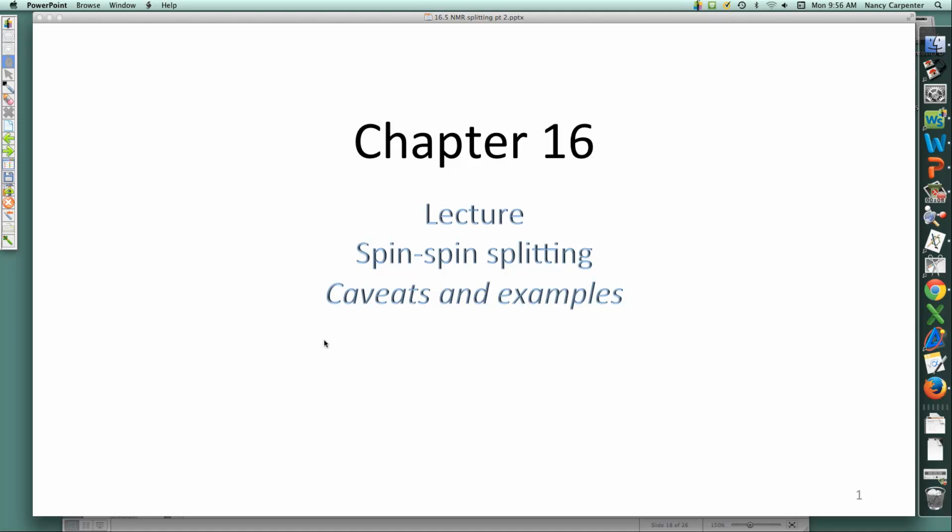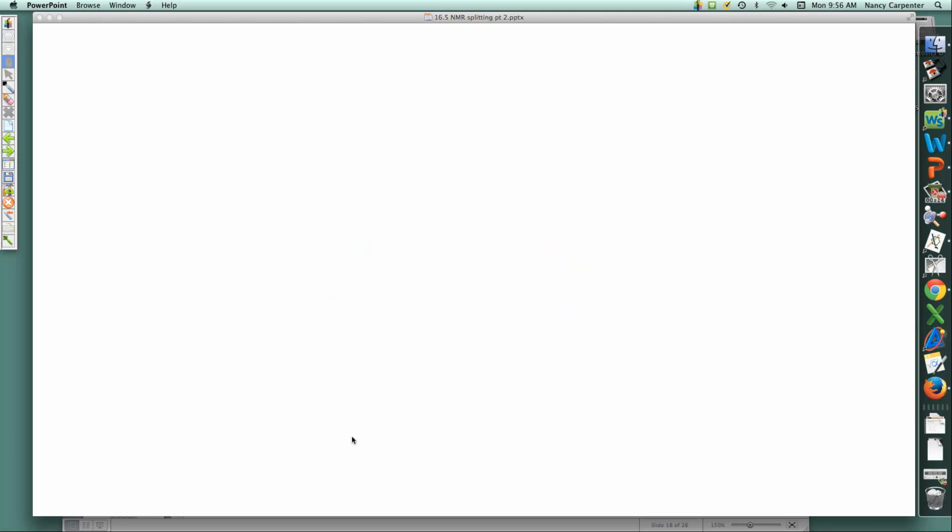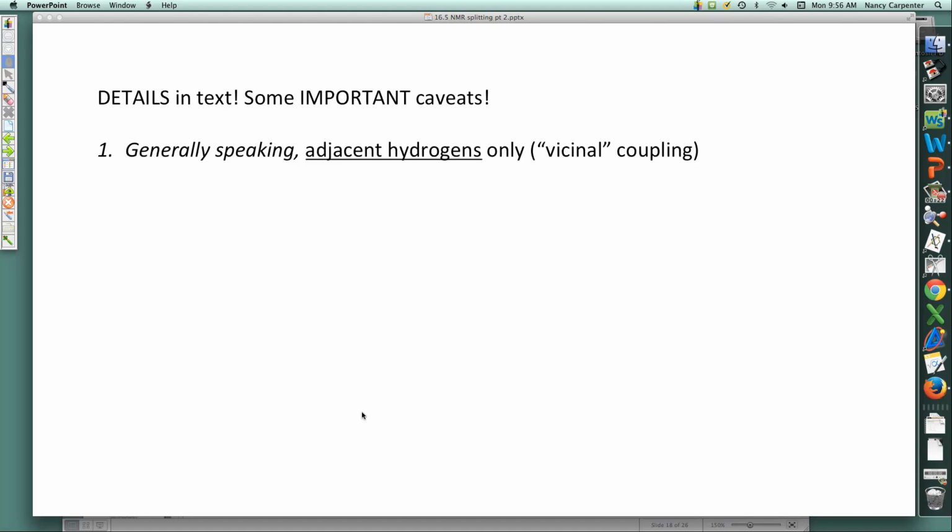So we're going to wrap this all up, the spin-spin splitting topic, with some important caveats and examples. The details are in your textbook, but I'm going to hit the highlights. The most important one is that n+1 really 90% of the time applies to just those next door neighbors, and that's called the vicinal coupling that we've been looking at examples of already.